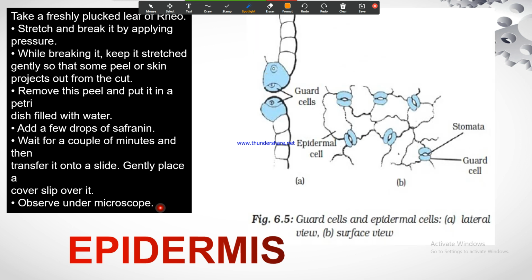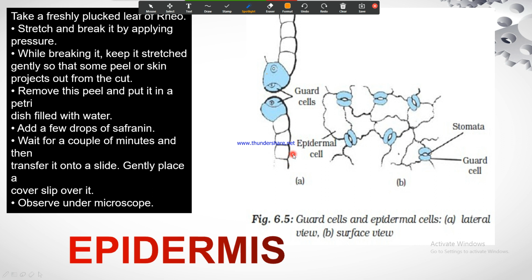So here is the structure we'll observe. Almost a similar structure we'll observe under the microscope. But these are areas we can observe in the pink color, because with the safranin stain we used, the structures appear pink. So this is the epidermal cell. Which part have we taken from the plant? Leaf.